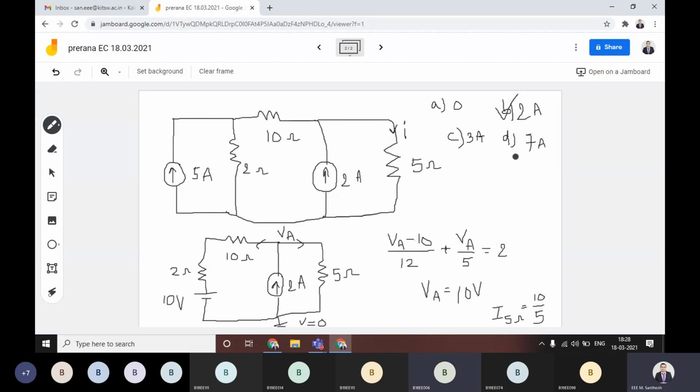Excuse me, sir. Tell me. Sir, if we do this problem by considering only one current source at a time, we are getting the same answer, sir. That way also it's okay. Yes, sir, but that time you have to solve more equations. You can solve that way also. That is applying the superposition theorem. If you know the superposition theorem, you can apply that way also. Yes, sir. Thank you.